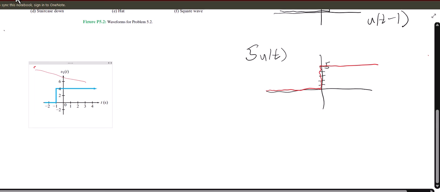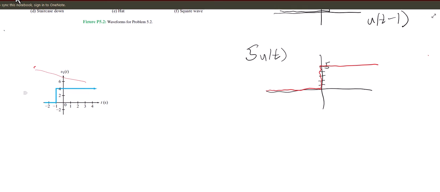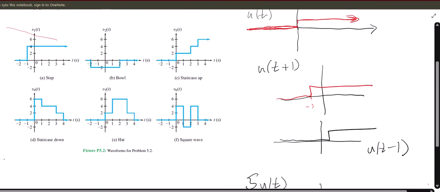Okay, so we can see that it steps up at -1 and it steps up by 4. So this one is going to be u of t, so it's shifted to the left by 1, so t plus 1, and then it goes up to 4, so we'll multiply it by 4 on the outside. So it's 4u of t plus 1. So that's the first one.